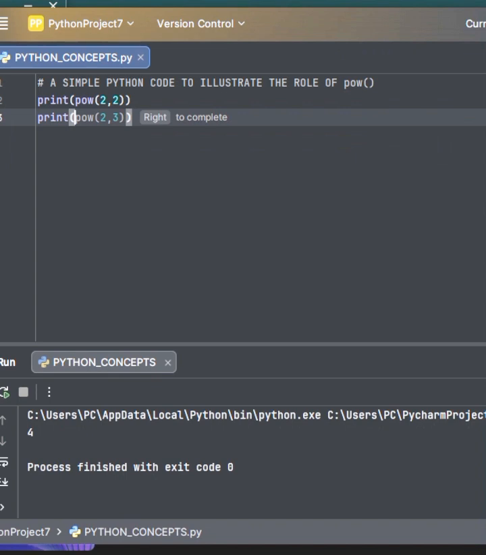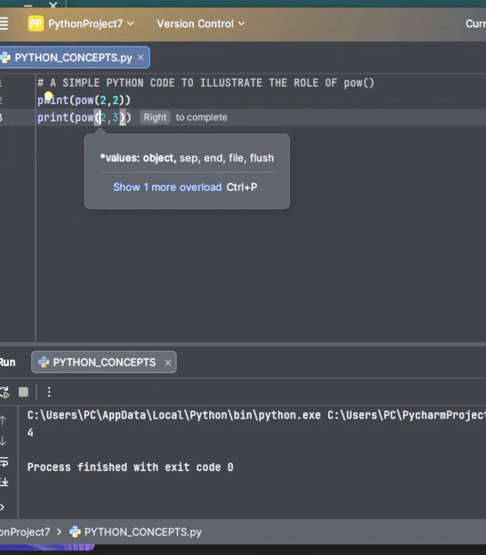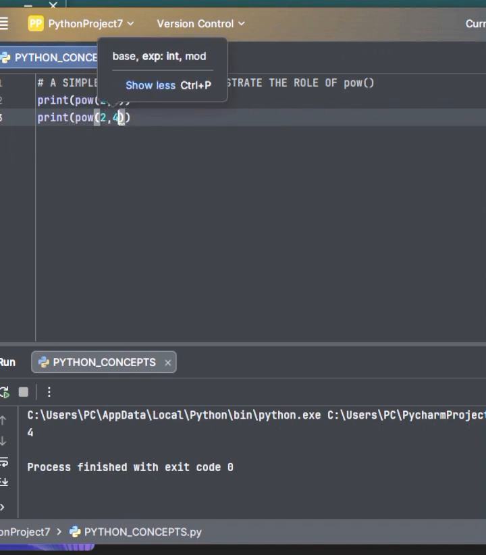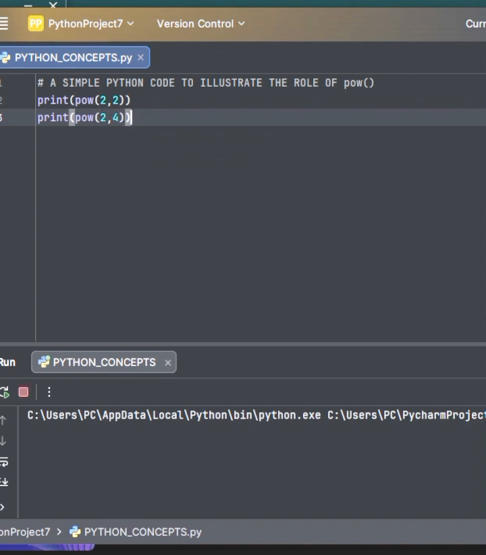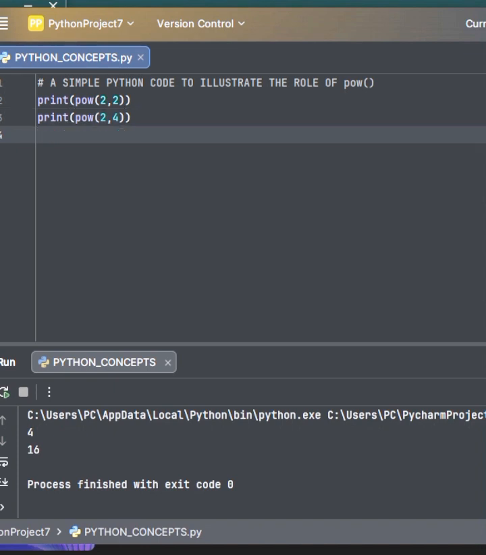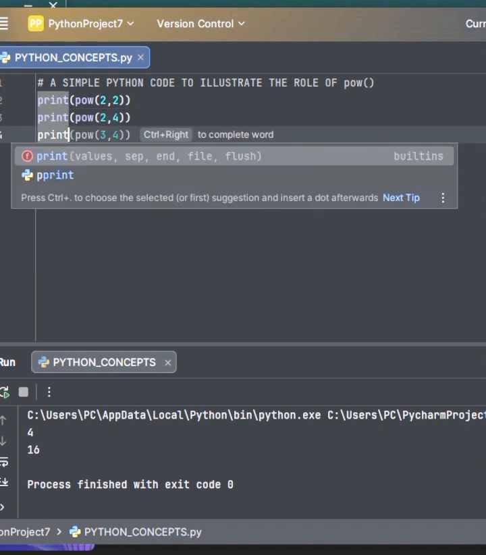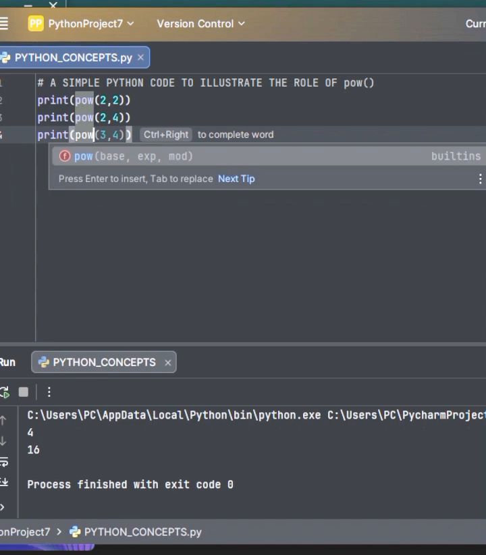We go to our second example. We write print and then we open brackets, then we write power, then we open brackets, then we write 2, 4, and then we close the brackets. When we execute, you will notice that it outputs 16, meaning it has multiplied 2 4 times. 2 times 2 times 2 times 2.